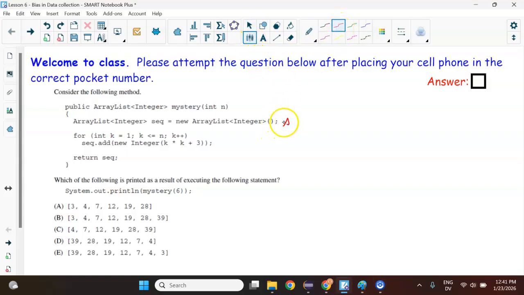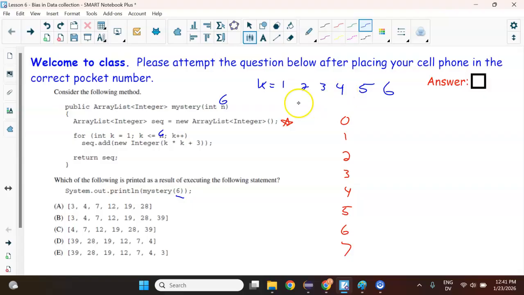Okay, so on this line here, when you create a new array list with integers, it's blank. Okay, so I'm going to put some spots here. Looking at the answer choices, there might be a few spots, but I'm just going to make some here and know that currently there's no actual elements in there. Okay, so then it takes k and it goes from 1 less than or equal to n, which n is 6 because it's being passed in here. So our values of k are going to be 1, 2, 3, 4, 5, 6. Okay, so I think it's going to loop 6 times there, 1 through 6.